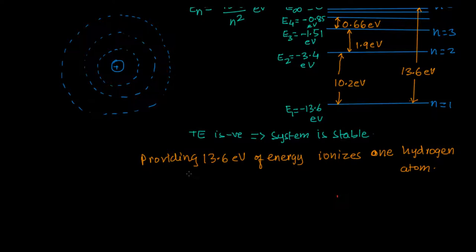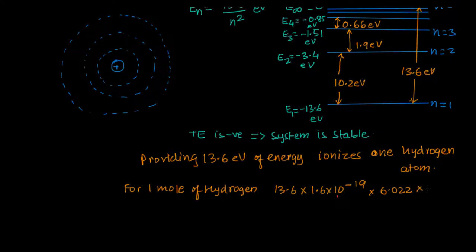And so how much energy would you require to ionize one mole of hydrogen? For one mole of hydrogen, how many hydrogen atoms are there in one mole? So you multiply 13.6 electron volt, so I'll write this as 1.6 into 10 to the power minus 19 joules, into 6.022 into 10 to the power 23, correct?